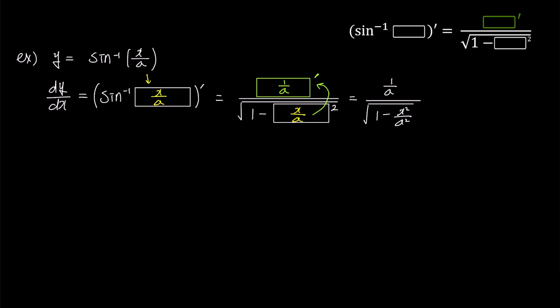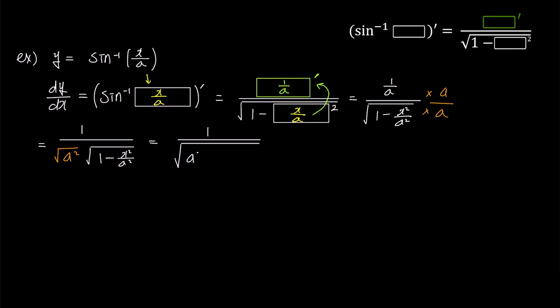But we need to simplify it a bit. If we multiply both numerator and denominator by a, the numerator becomes 1 and the denominator can be written as square root a squared. We can then multiply it with square root 1 minus x squared over a squared right after. Simplifying the combined square roots in the denominator, the answer becomes 1 over square root a squared minus x squared.